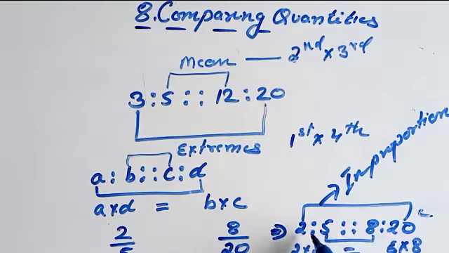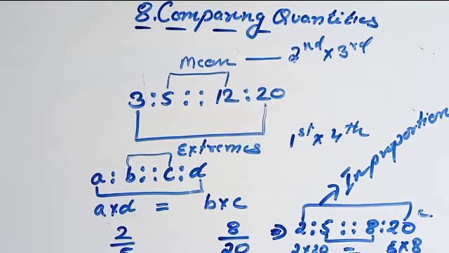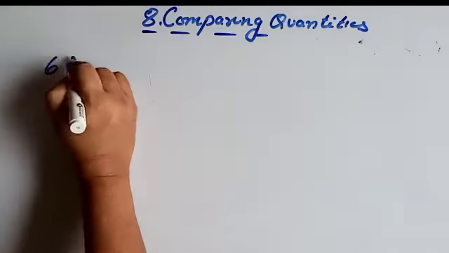For two ratios, 2:5 and 8:20, we will multiply the first and the fourth, and we will multiply second and third, and if they are equal, we can say that they are in proportion. Clear?